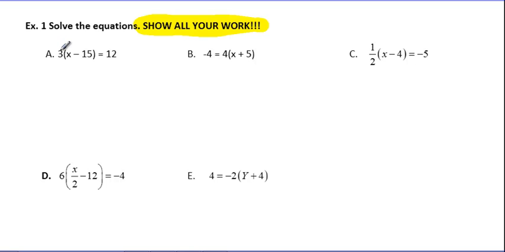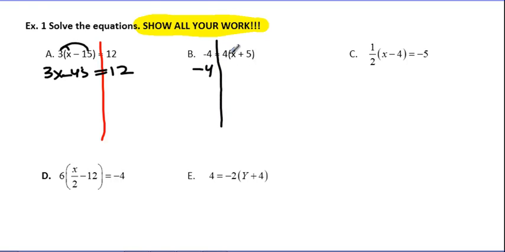When we look at example A, just like we did in first semester, if we see parentheses, we want to distribute first. So I'm going to have 3x minus 45 equal to 12. And I might as well just go ahead and take care of the distributive property in every problem. Distribute, 4x plus 20. Yes, even with the fraction you could distribute. 1/2 of x is 1/2 x. 1/2 of 4 is 2.